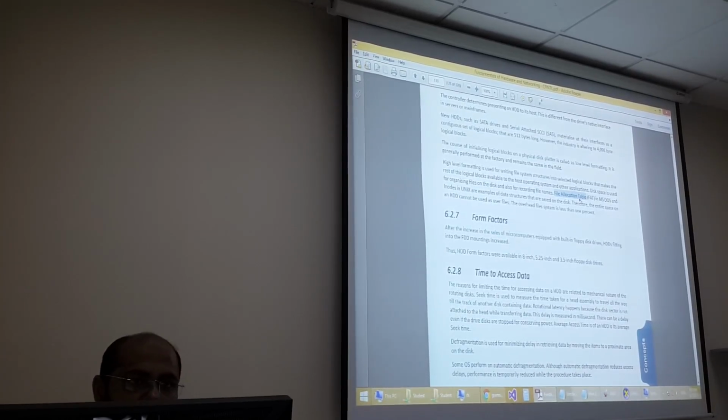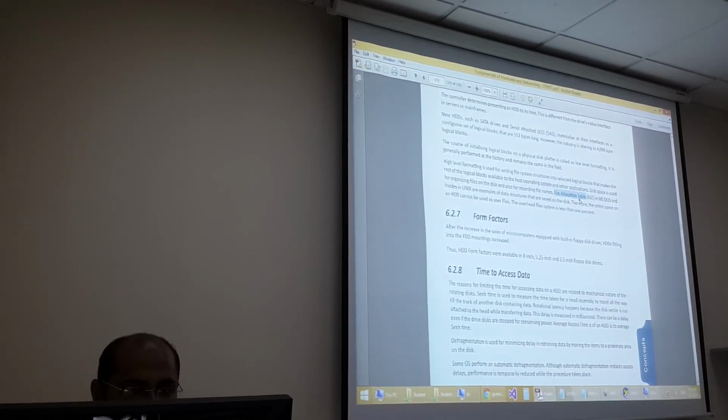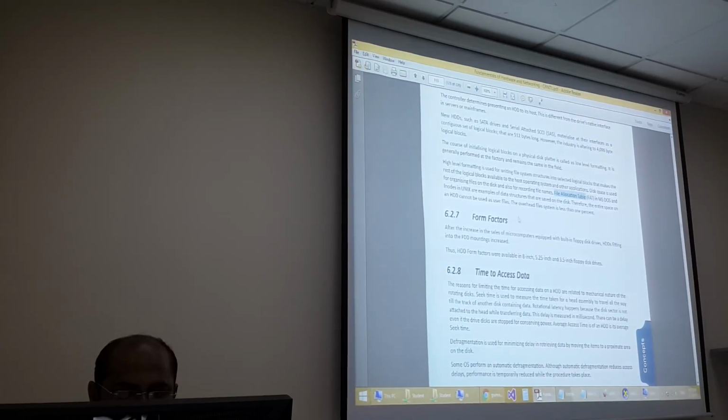File allocation table. You just have to know the common idea of these things. Exams and all, you can pass, it's not a problem.